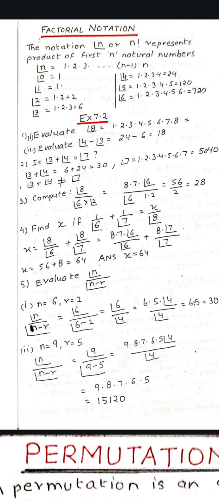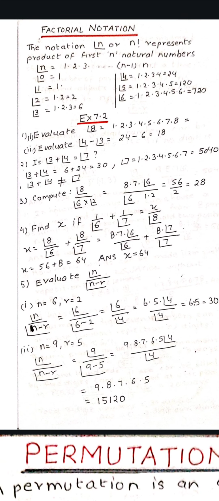Fourth question is find the value of x if 1 upon factorial 6 plus 1 upon factorial 7 is equal to x upon factorial 8. We multiply the whole equation by factorial 8. We get factorial 8 upon factorial 6 plus factorial 8 upon factorial 7, that is the value of x.